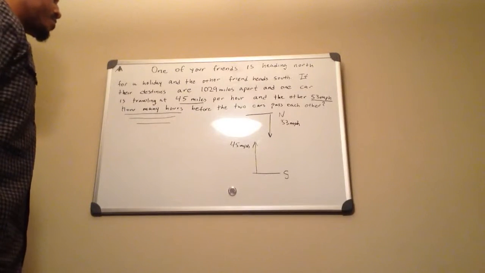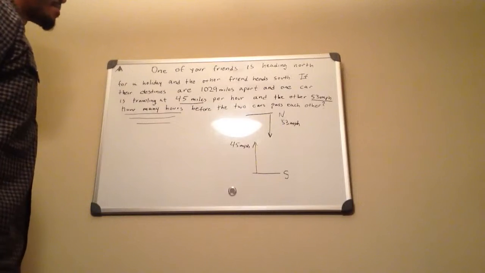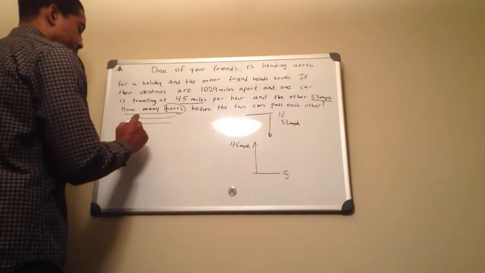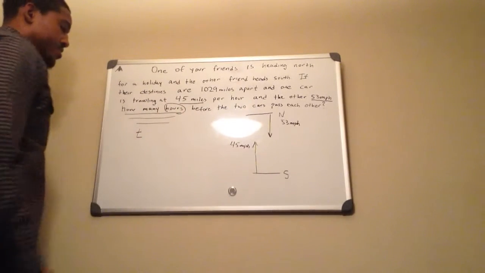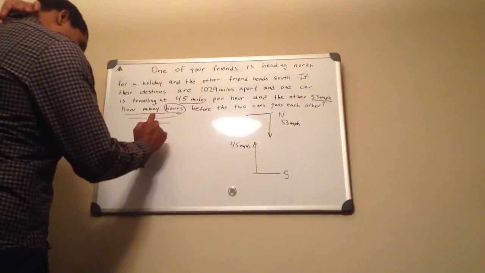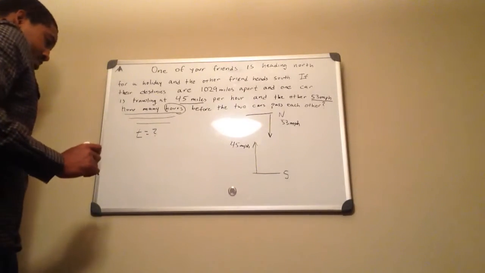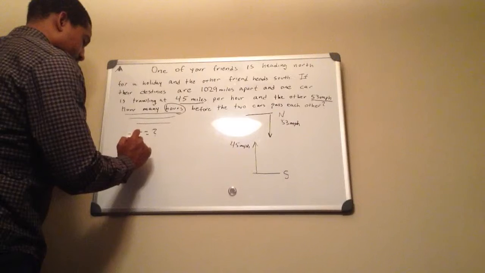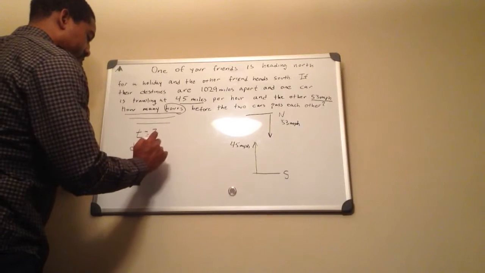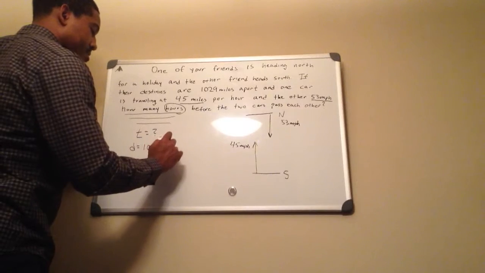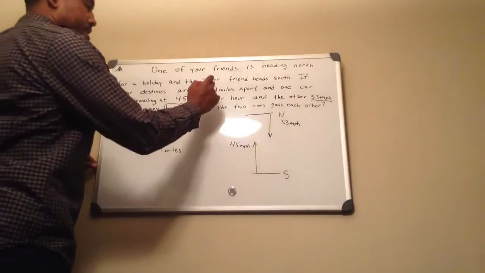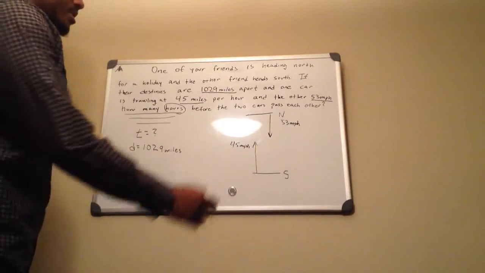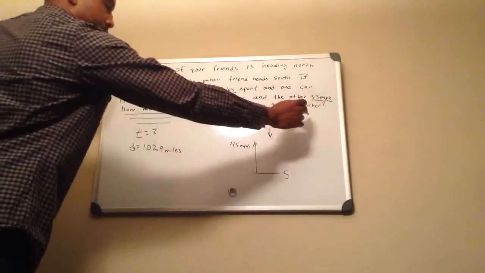So here you're solving for a time because they're asking for hours. What they give you is a total distance of 1,029 miles, as indicated here. So that's the total distance of this stretch from the north friend to the south friend.